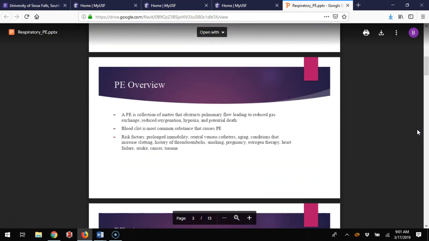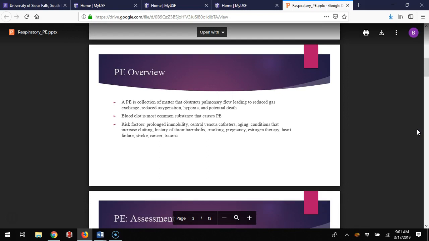As an overview, a PE is a collection of material that obstructs the pulmonary flow. Oftentimes this can be clots, or it could be devices, or it could be other things that are just obstructing blood flow. As I said before, a blood clot could be the main thing. It could be a fungal infection. It could be severe bacteremia. It could be a lot of different things. But blood clot is definitely the most common.